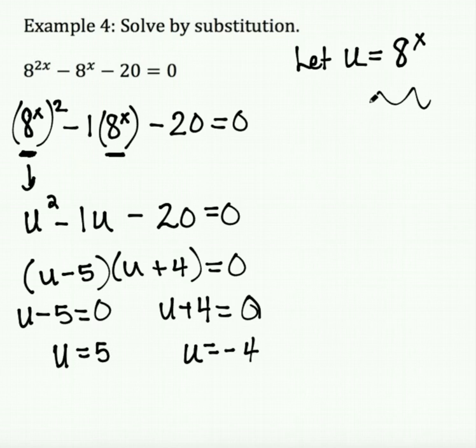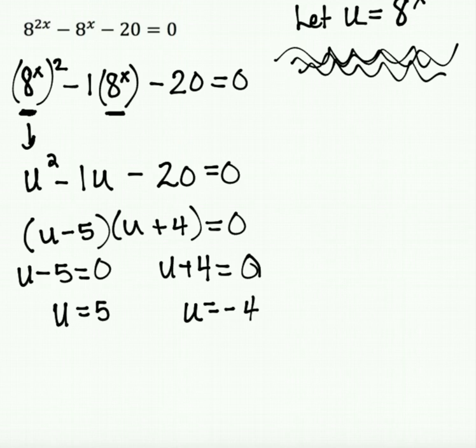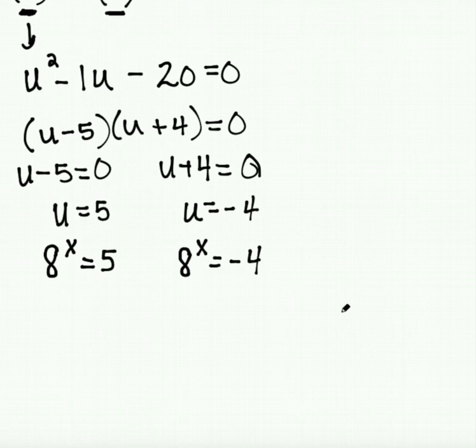But remember, going back up here, we said let u equal 8 to the x. So I have to go back to that. So down here, I don't really have u equals 5. I have 8 to the x is equal to 5. And same thing over here with u equals negative 4. I don't have u is equal to negative 4. I have 8 to the x is equal to negative 4. So I still need to solve for x. So let's do it one at a time.